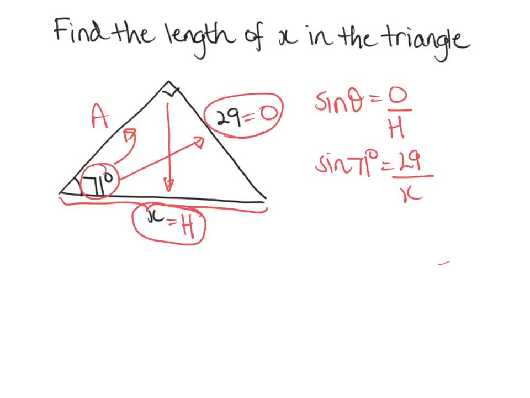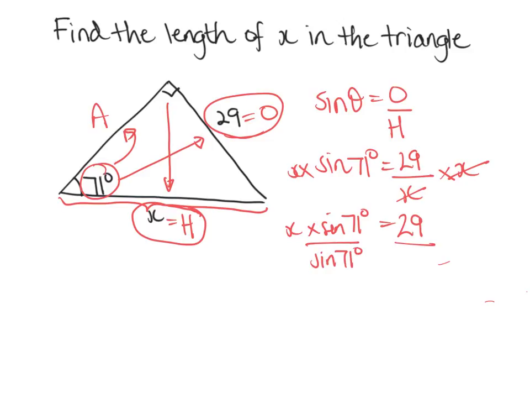Well, what do I do now? Well, same thing as I've done previously. I want to get x out of the denominator, so I'll multiply by x on both sides. Divided by x and times by x, they're opposites and will cancel out and leave 29 on its own. Now I've got x times by sine of 71 is equal to 29. If I divide by sine of 71, I'm going to do the opposite of times by sine of 71. So that and that will cancel down, and that will leave us with x is equal to 29 divided by sine of 71.